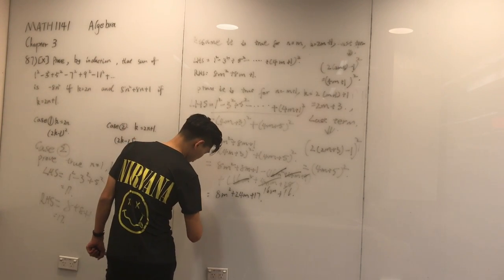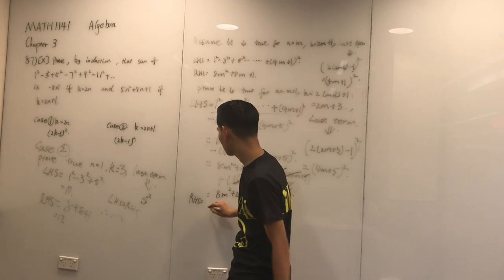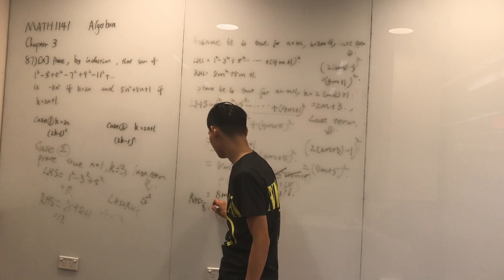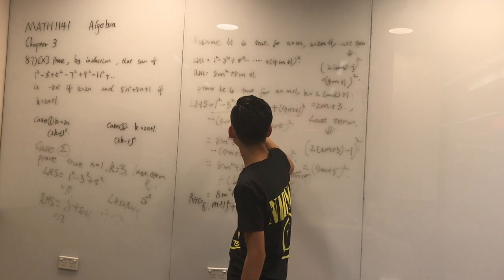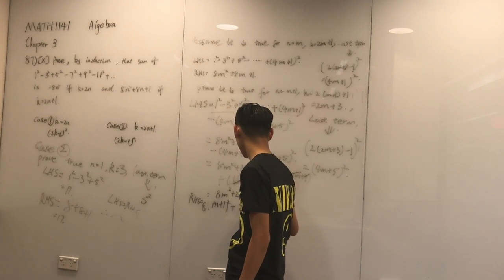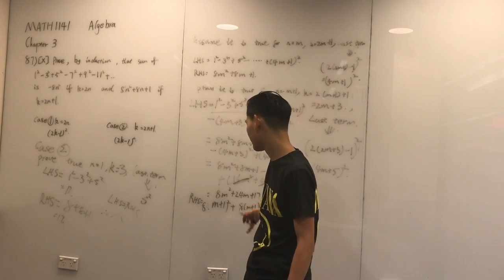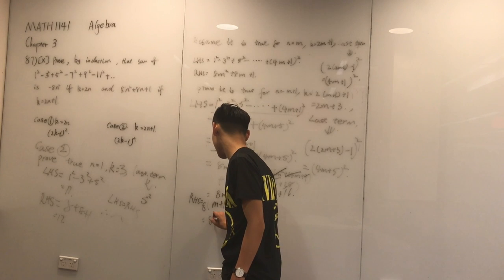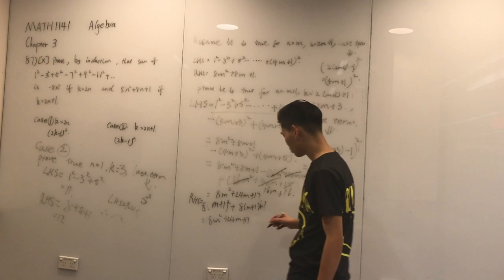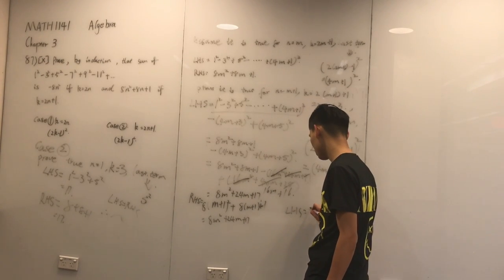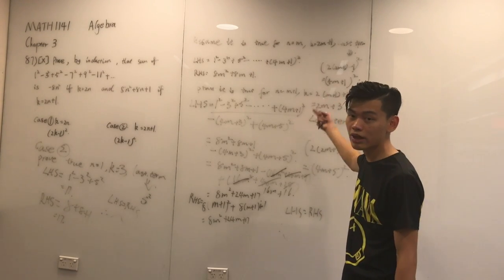So right hand side equals 8m plus 1 squared plus 8m plus 1 plus 1, and just do the same thing with the expansion, and we get exactly the same solution as we did from above. So left hand side equals right hand side. So it is true for n equals m plus 1.